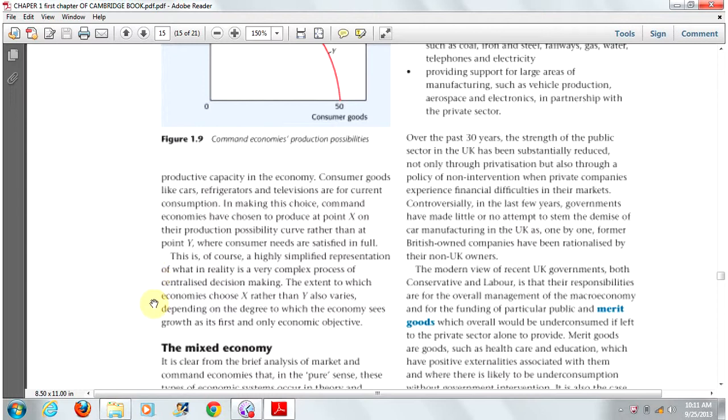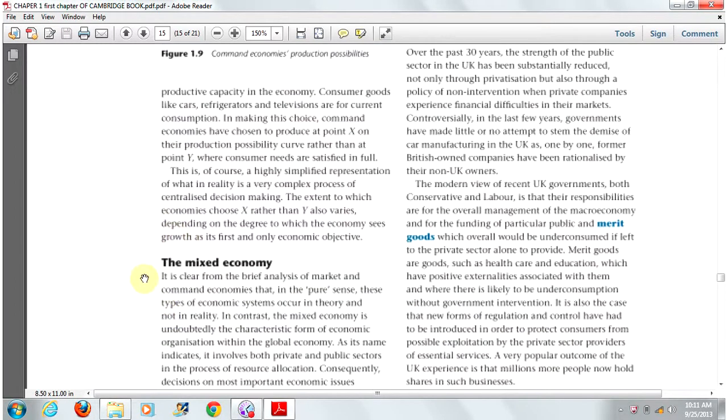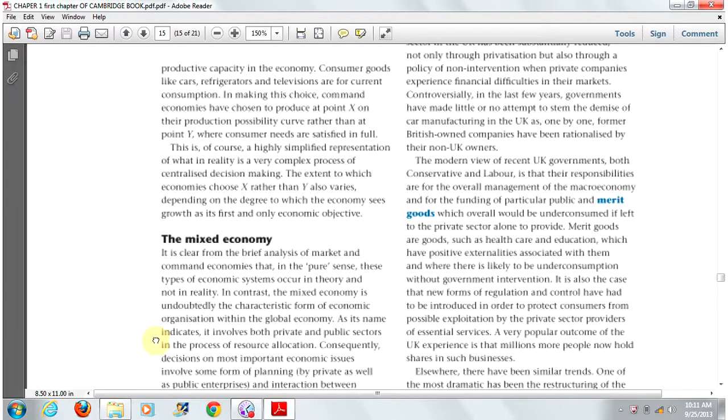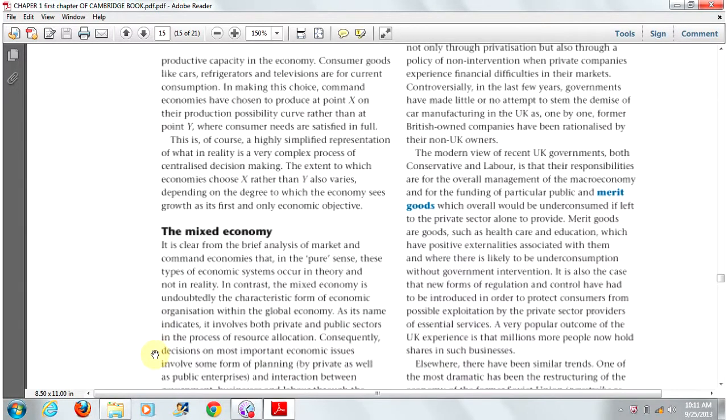The mixed economy. It is clear from a brief analysis of markets and command economies that, in the pure sense, these types of economic systems occur in theory and not in reality. In contrast, the mixed economy is undoubtedly the characteristic form of economic organization within the global economy. As its name indicates, it involves both private and public sectors in the process of resource allocation. Consequently, decisions on the most important economic issues involve some form of planning by private as well as public enterprises, and the interaction between government, businesses, and labor through the market mechanism.